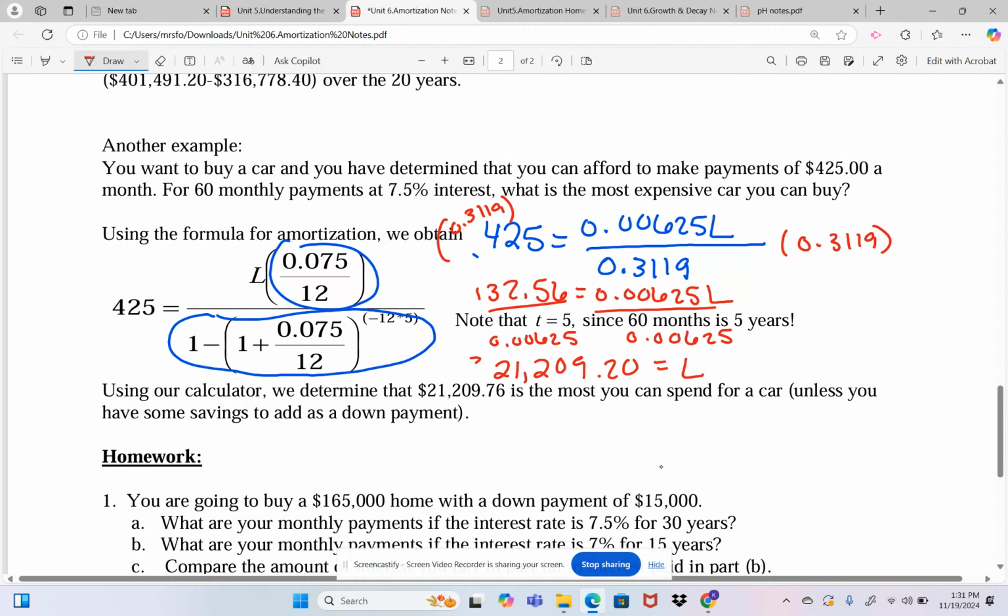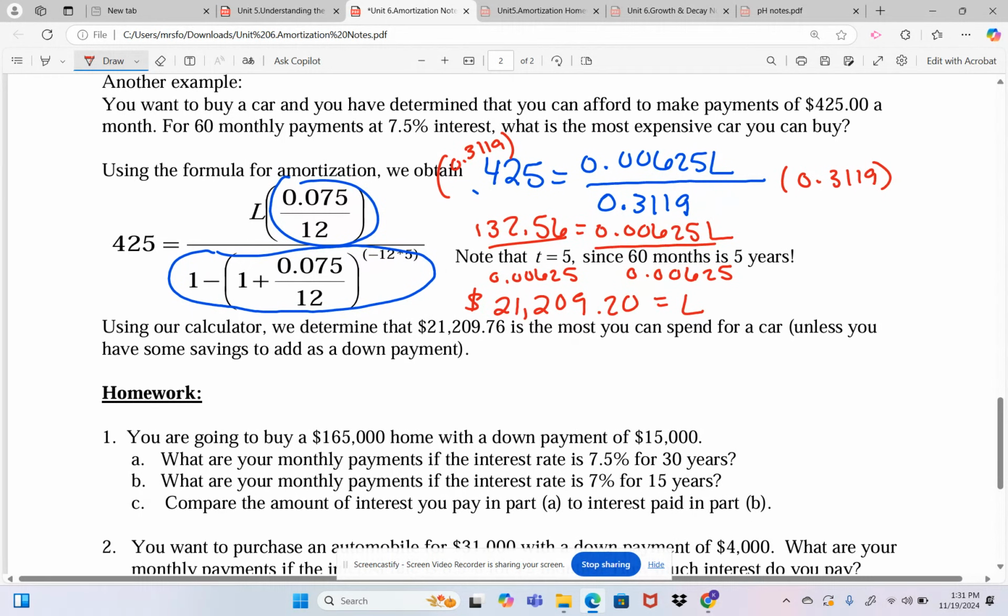So, that tells me that that's the most you can spend for a car, unless you have a down payment. Okay?